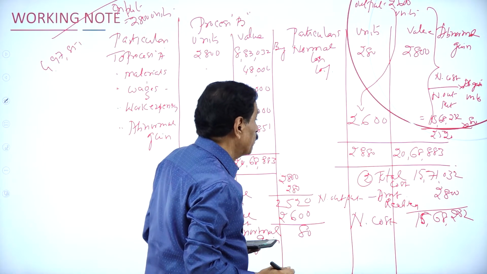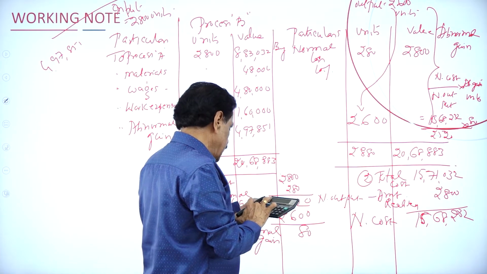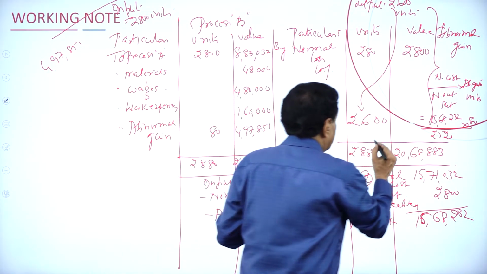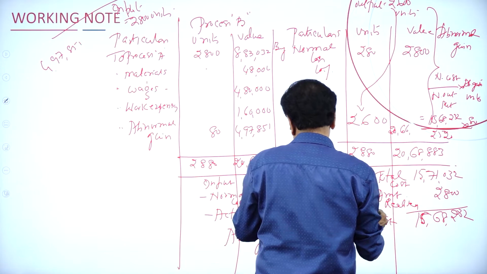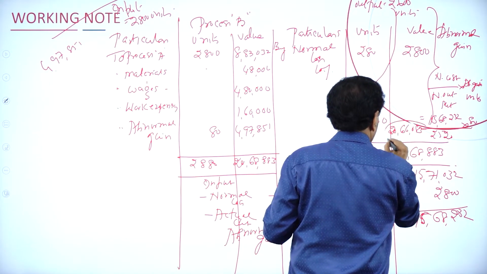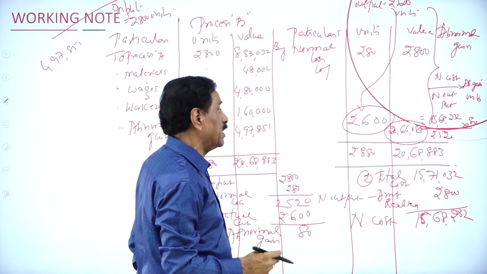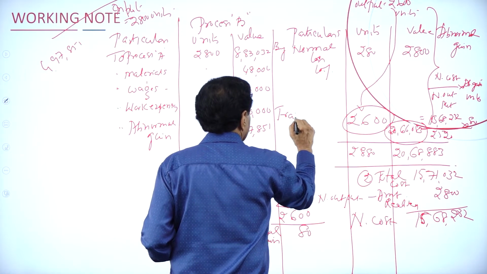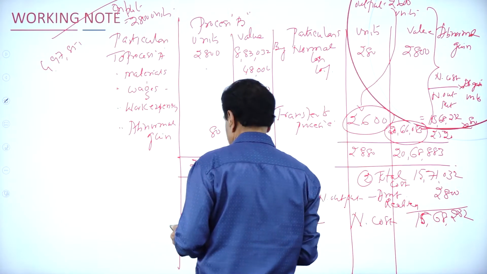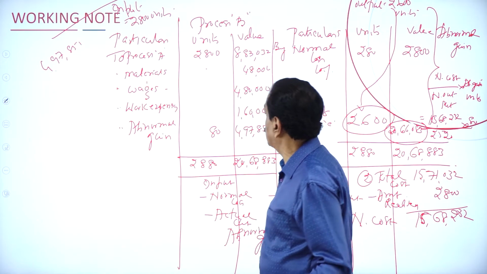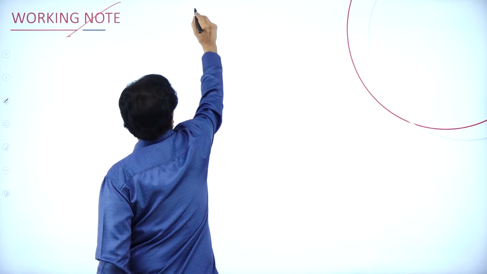So difference in value: 20,68,883 minus 2,800. So 20,66,083, 2,600. 20,66,083. Transfer to process C. We'll go to next process now. Here, process C account.